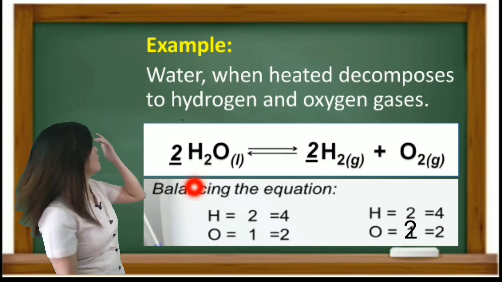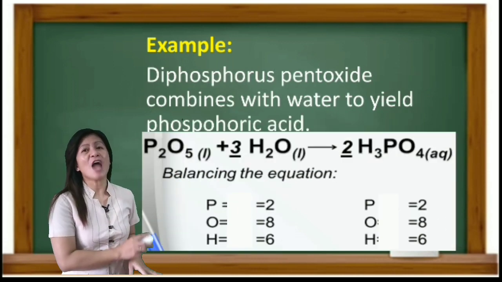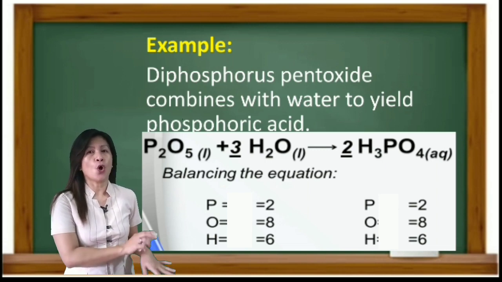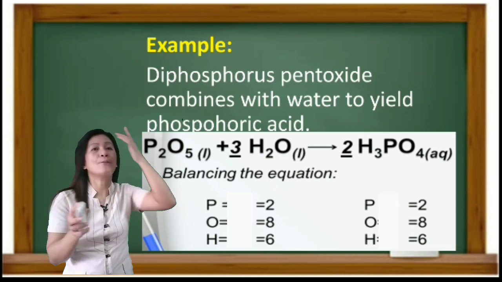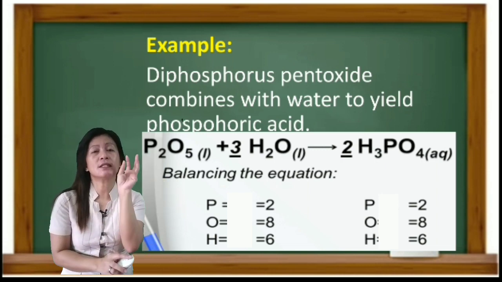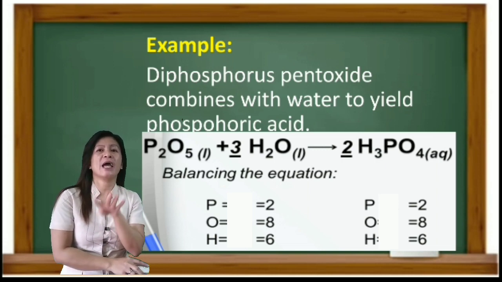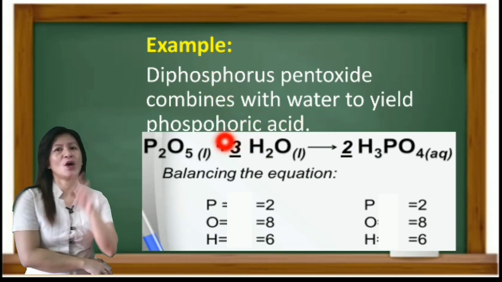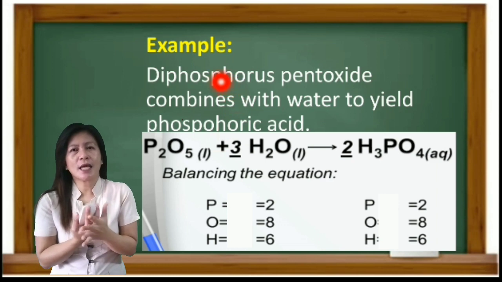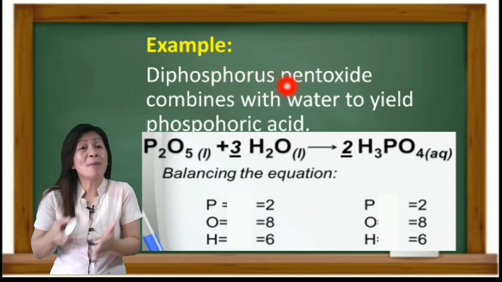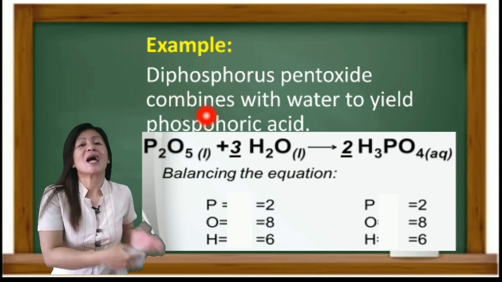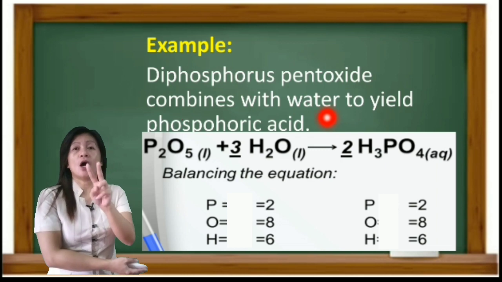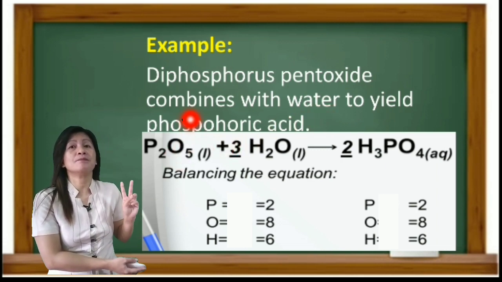Let's take another example. So we have here diphosphorus pentoxide combines with water to yield phosphoric acid. So in this example, we have 3 substances. We have diphosphorus pentoxide, water, and phosphoric acid. So if in the first example we had 1 reactant, this time we have 2 reactants because the sentence goes diphosphorus pentoxide combines with water. So the 2 reactants here are diphosphorus pentoxide and water.